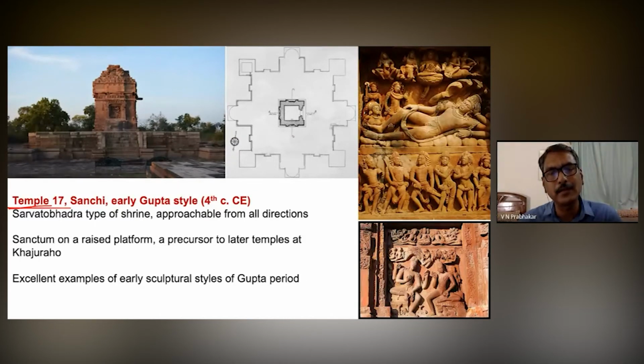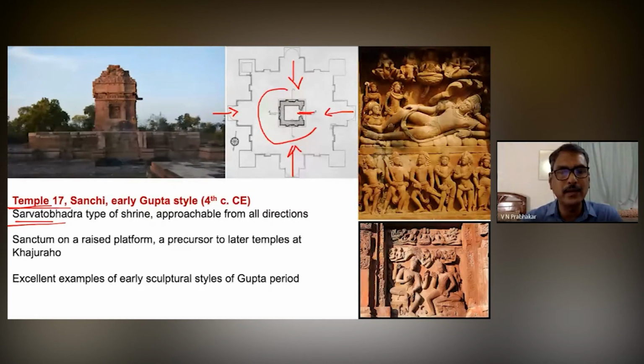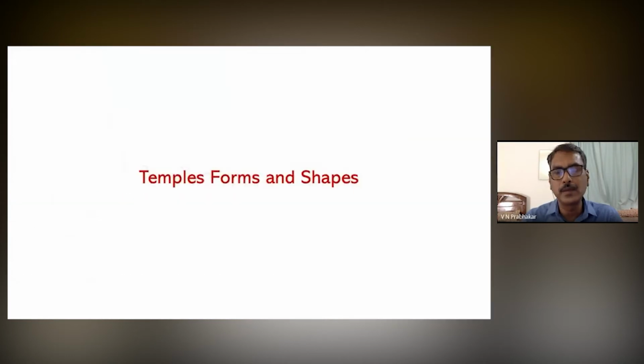This is the Dasavatara temple at Devgarh, which is one of the earliest examples of the Sarvatobhadra type of shrine. Here you can see from the plan, it can be approached from all the 4 directions. So even though the shrine is facing the eastern direction, it can be approached from all the 4 directions, and it has a circumambulation around this central shrine. It has some of the earliest depictions of Dashavatara panels and scenes from the Ramayana, and it is considered to be one of the excellent examples of the structural styles of the Gupta period.